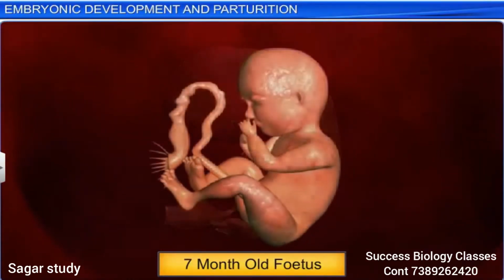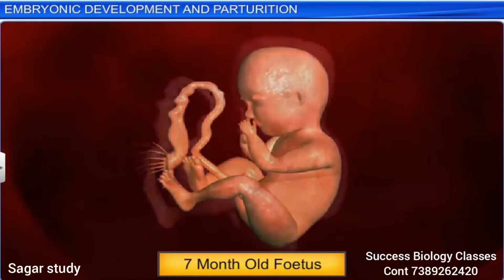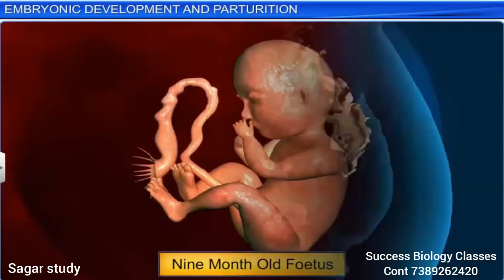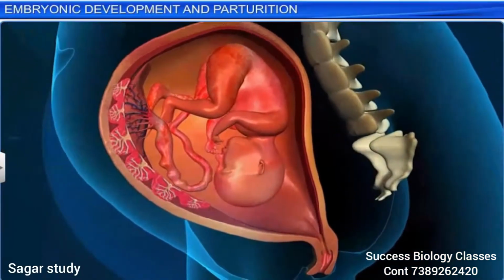Another 4 months and the fetus is rapidly gaining weight and its bones get stronger. By the beginning of the 9th month, the fetus is fully developed and assumes the position it will take during delivery.